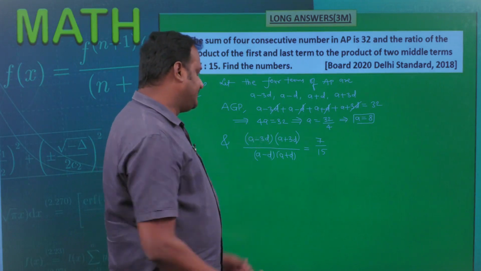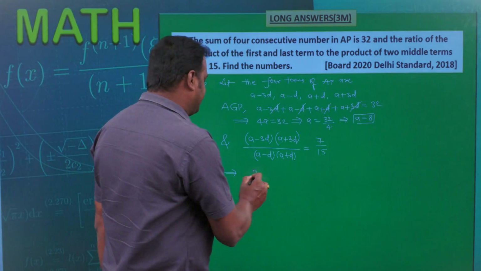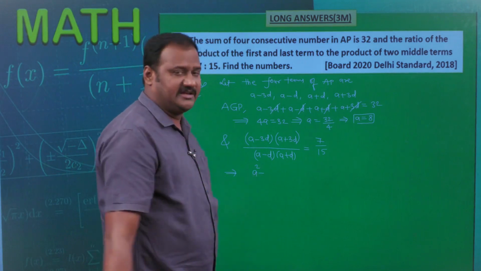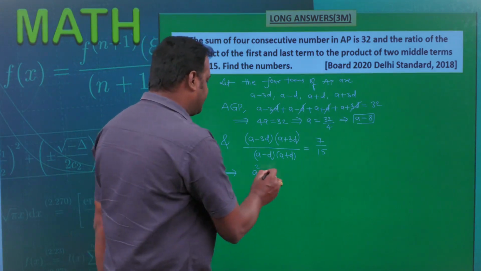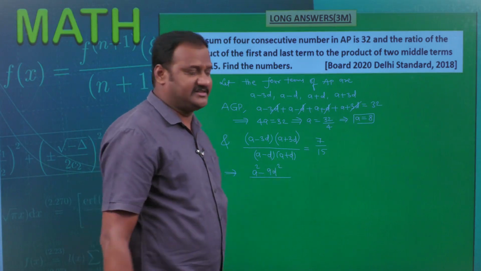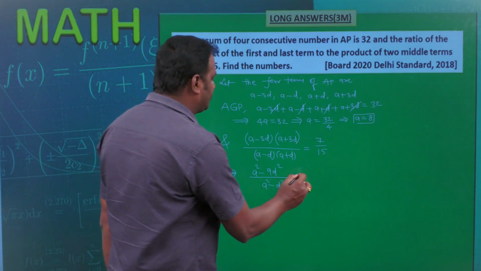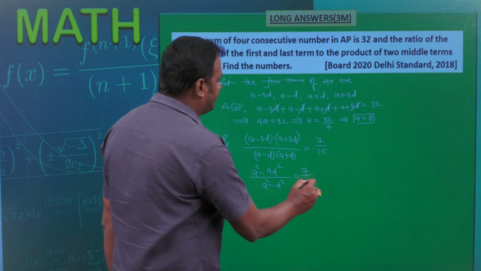A minus 3d into a plus 3d. It is in the form of a minus b into a plus b, that is a square minus b square, where b is equal to 3d, whole square. That is 9d square, divided by a minus d into a plus d, which is a square minus d square, is equal to 7 divided by 15.